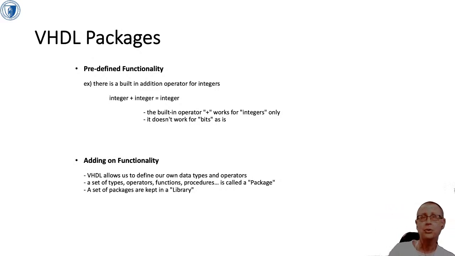There are lots of predefined functionality. Any of the primitive types you could think about: and, or, not, exclusive or, NAND, NOR, plus. One thing with that plus operation is it only works for integers. It doesn't work for bits as it is. We can extend it to work for bits, but it doesn't out of the box.